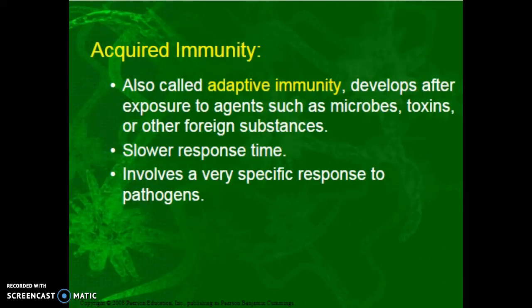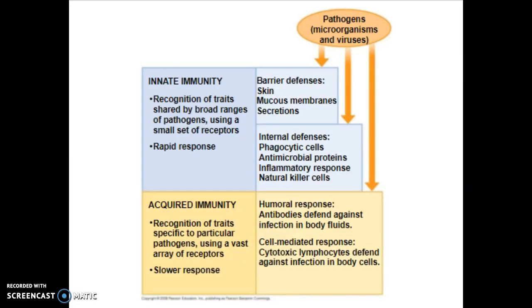We also have acquired immunity. We'll talk more about this later, a lot of details about this later. But that's essentially our adaptive immunity. That's like when you get a vaccine or you are exposed to a pathogen, and that causes you to develop memory cells, or it allows you to develop specific responses to specific pathogens. And like I said, we'll talk much more about that later.